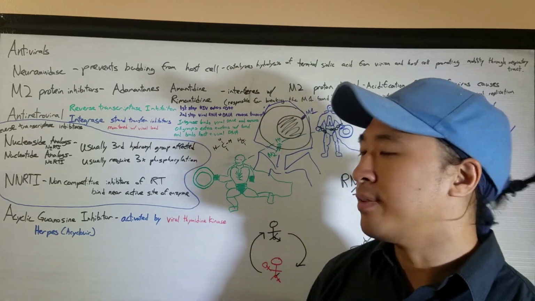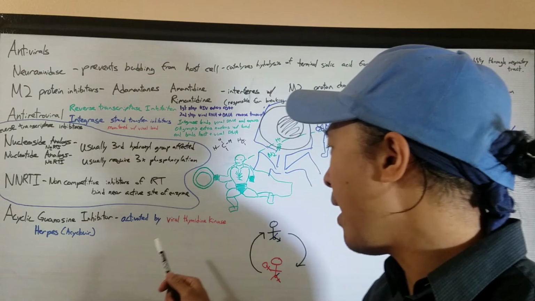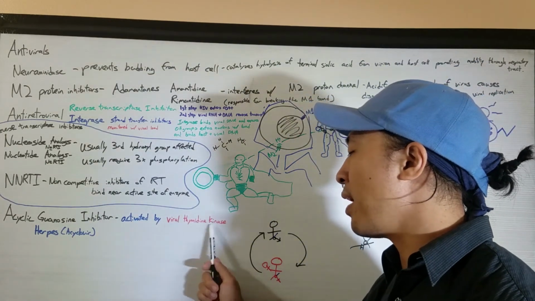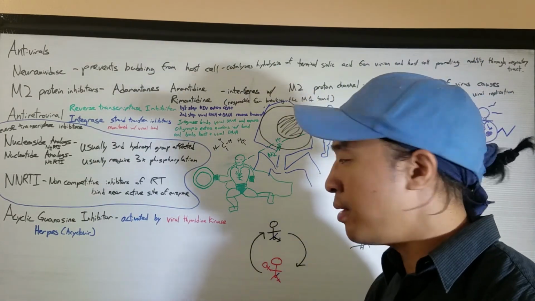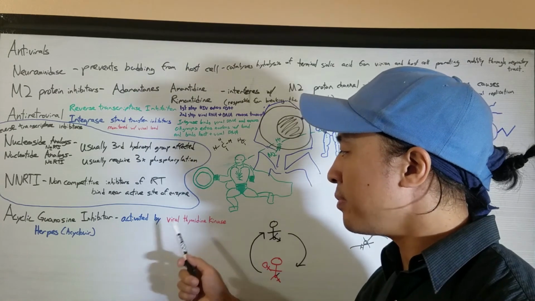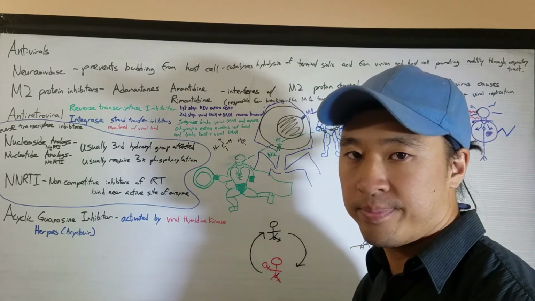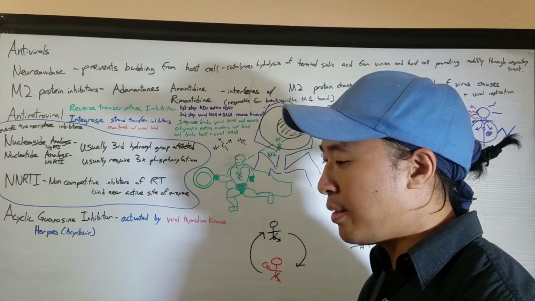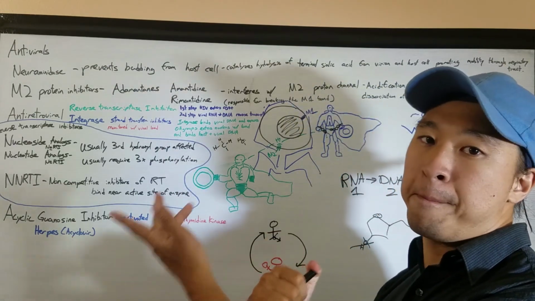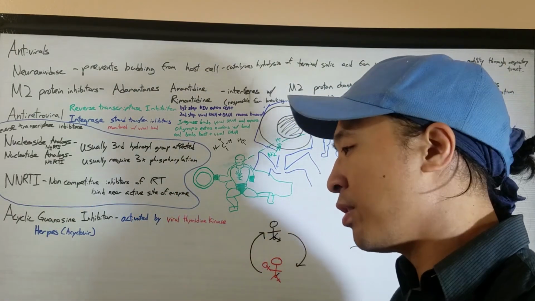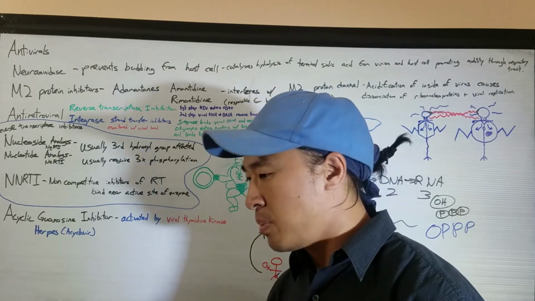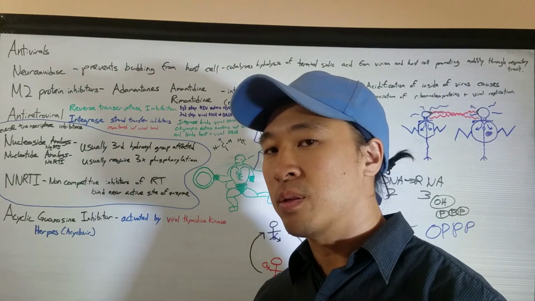So, acyclovir, and it's activated by viral thymidine kinase. What does that mean? That means that, I don't have herpes, and let's suppose I inject myself with acyclovir. Will that acyclovir start to act on my cells? Nope, and this is why.